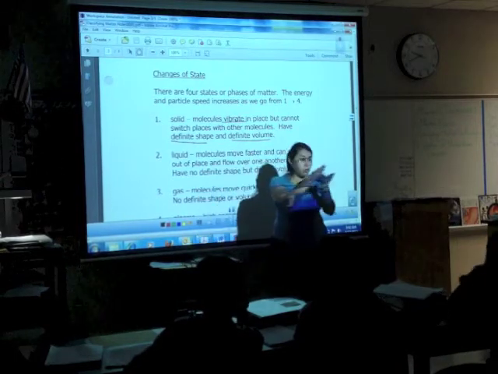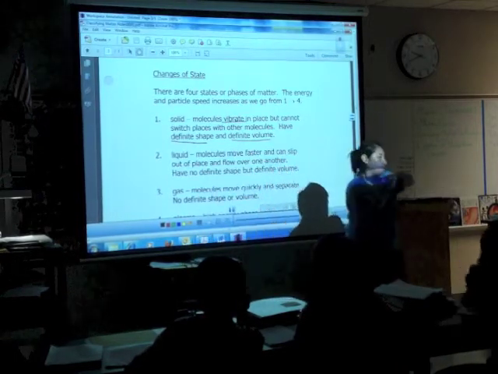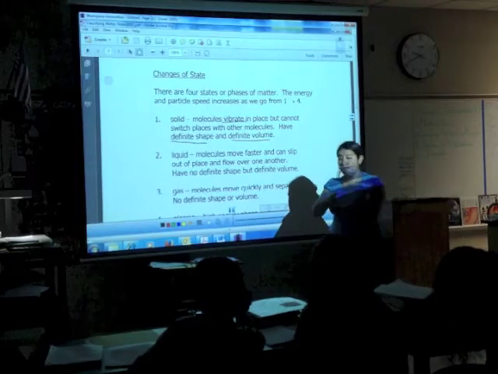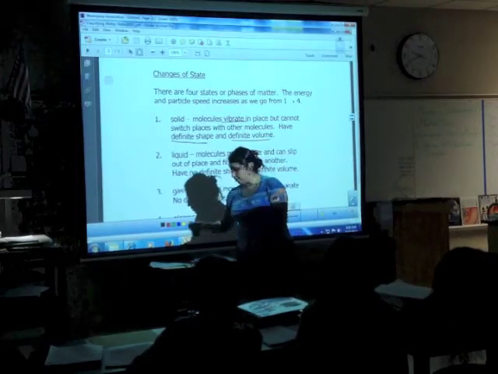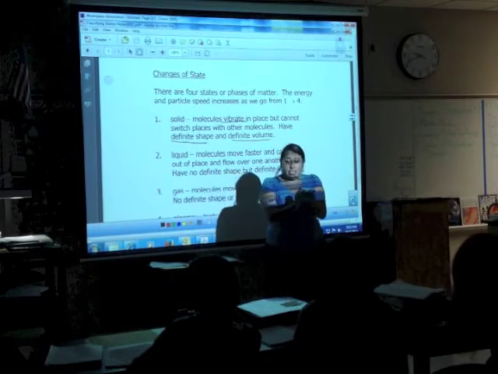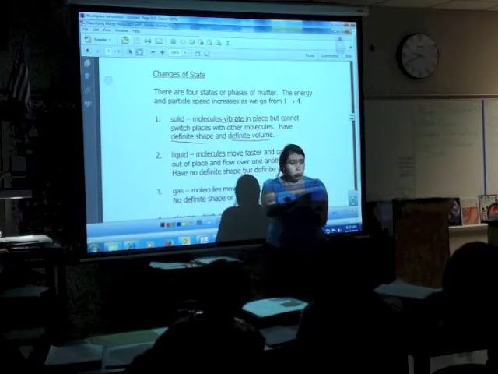Because that's how they move, therefore, they have a definite shape. Regardless of what I do, the shape stays the same. Correct? So it has a definite shape, and it has a definite volume. It takes that certain amount of space no matter what.